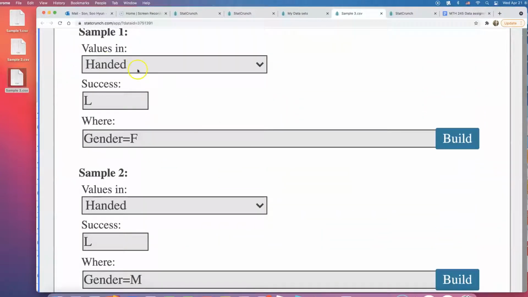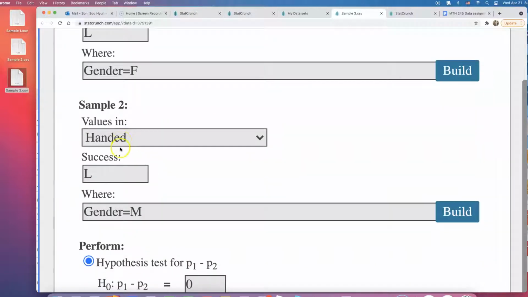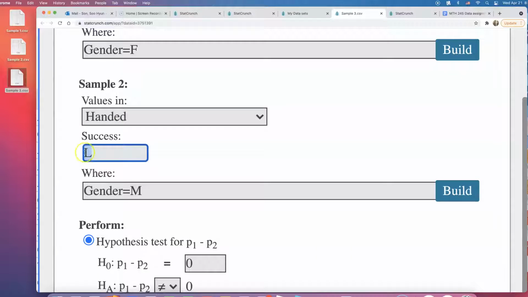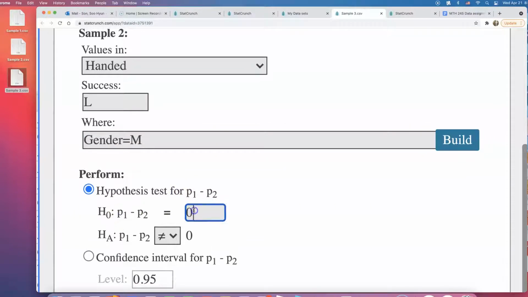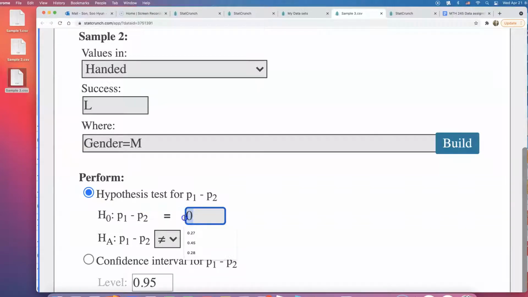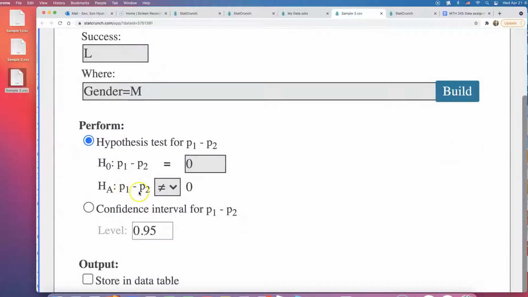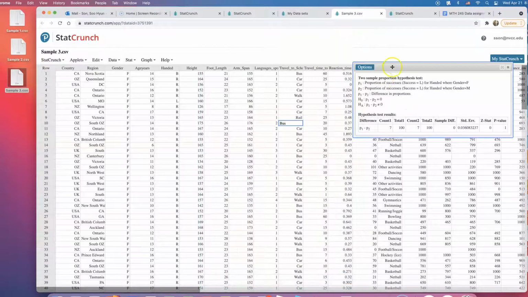Okay, I'll go ahead and zoom in here so that you guys can stop the video and take a look. Sample 1, handed, success is L, where gender is equal to F. Sample 2 is handed, success is L, left-handed again, but this time gender is equal to M. That's what you want. And what we want is to test that there is no difference for the null. So when you do P1 minus P2, they're truly the same, then it's going to be 0, right? Versus P1 minus P2 is not equal to 0. That's perfect. I'm going to go ahead and hit compute, and we will get this.